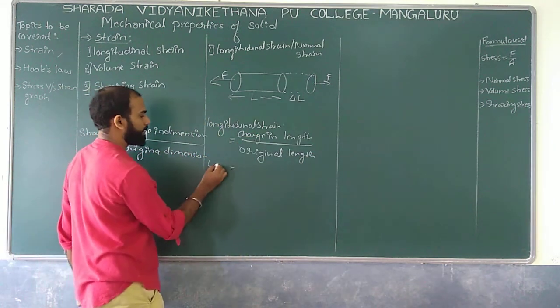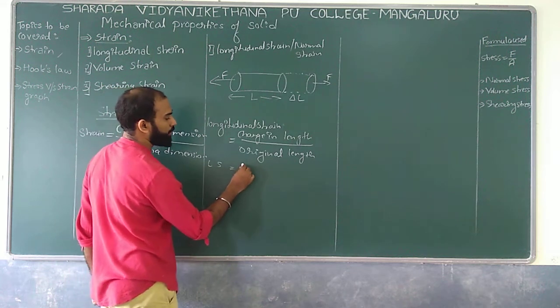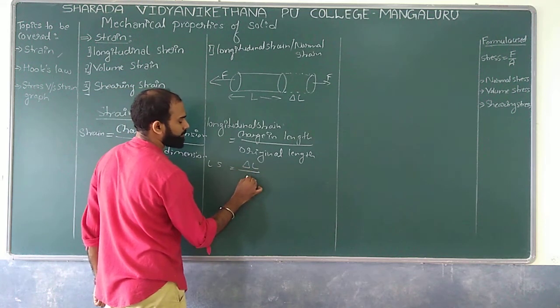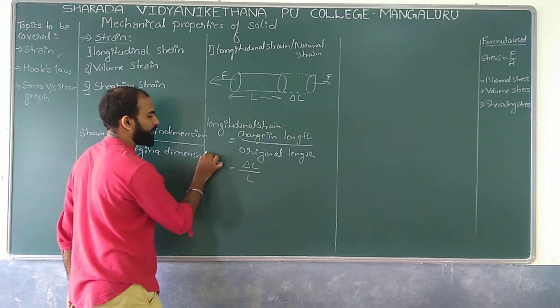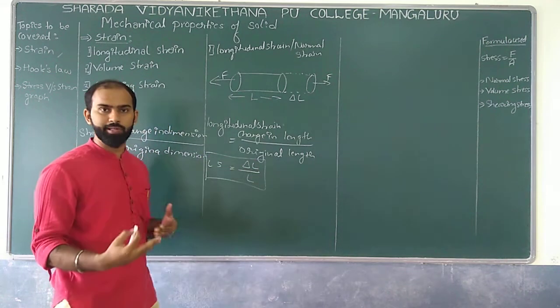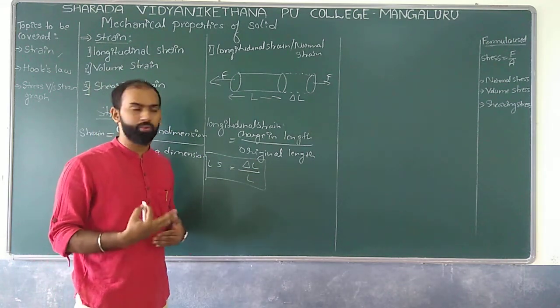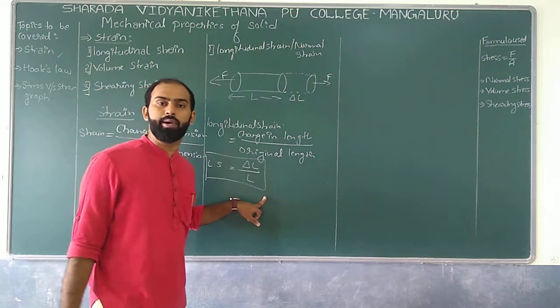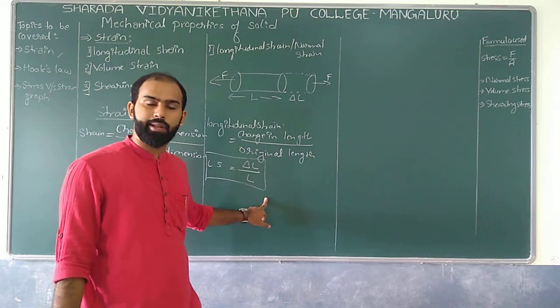That is the longitudinal strain, which is equal to delta L by L, and this is the formula I can have for normal strain or longitudinal strain. Okay. So what is the SI unit of longitudinal strain I can have over here?